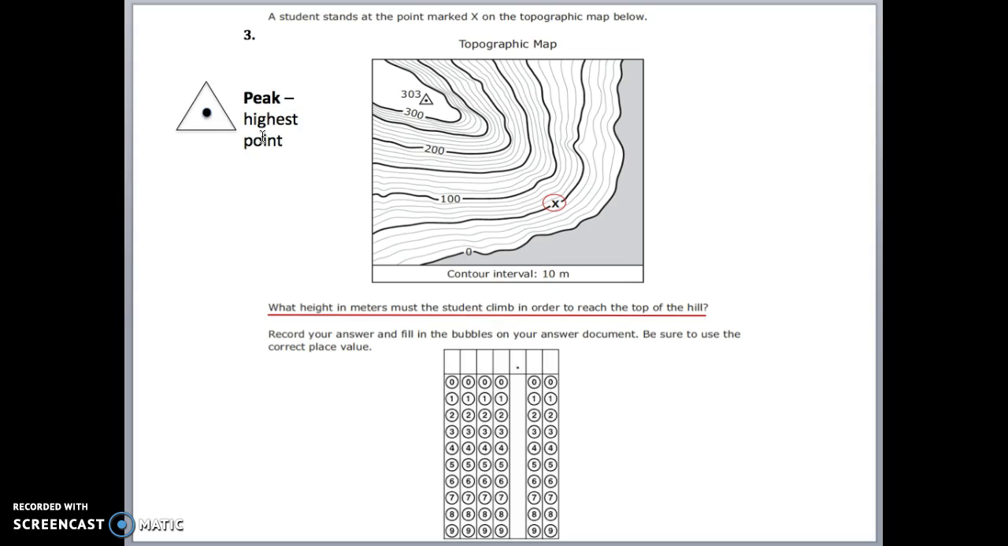So on this question, a problem that kids most of the time come across is they use 300. Notice 300 is a contour line, but we have a special symbol, and this special symbol means the peak or the highest point of elevation. So you're going to need to use this number along with the elevation of point X to solve this question. What I recommend doing is counting your contour interval of 10 from 0 to here and then subtracting.